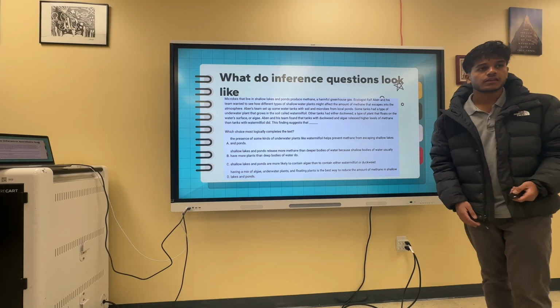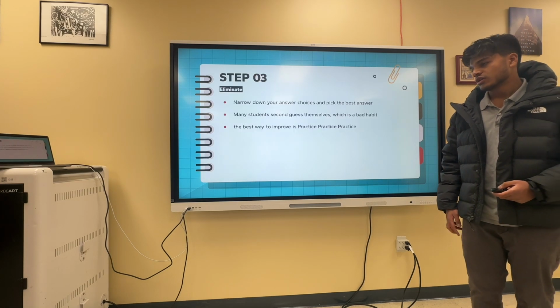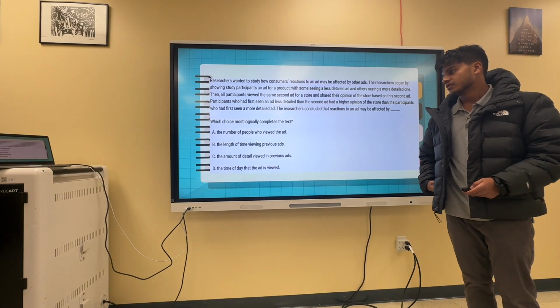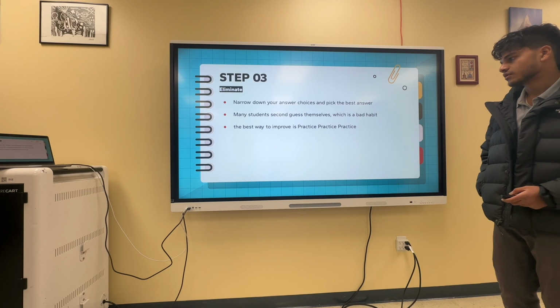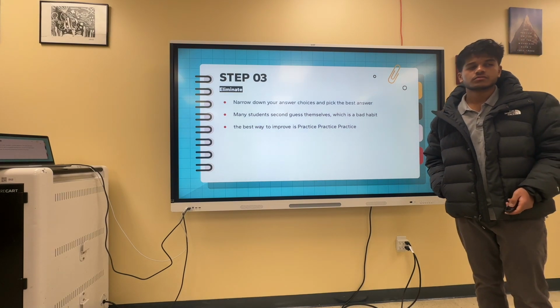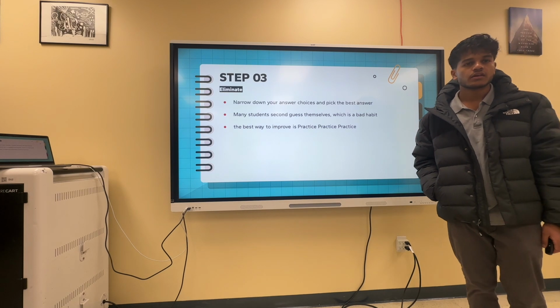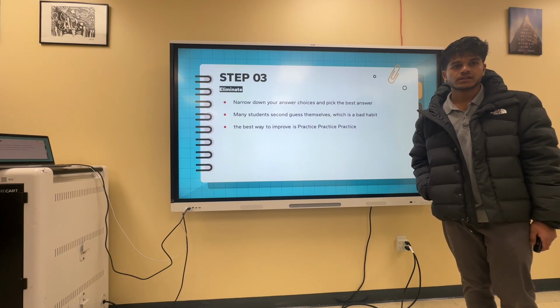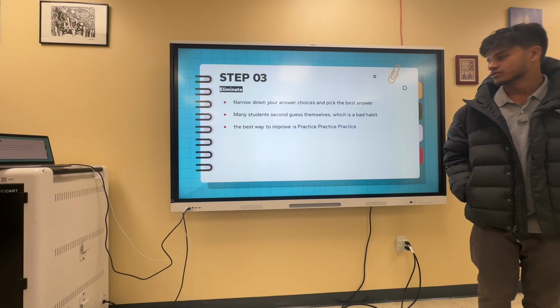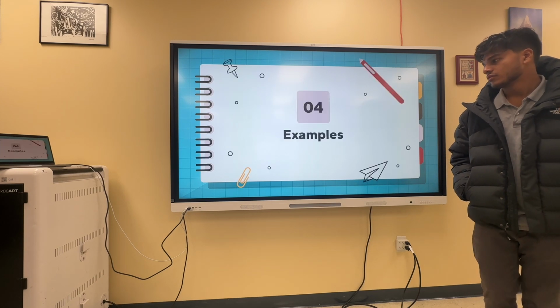I might have picked D, and that's one of the biggest traps that the SAT has set up, is just second guessing yourselves. And the best way to improve is just practice. I mean, there really isn't any other way you can get around this. It's just practice, pure practice, that enables you to master these questions.